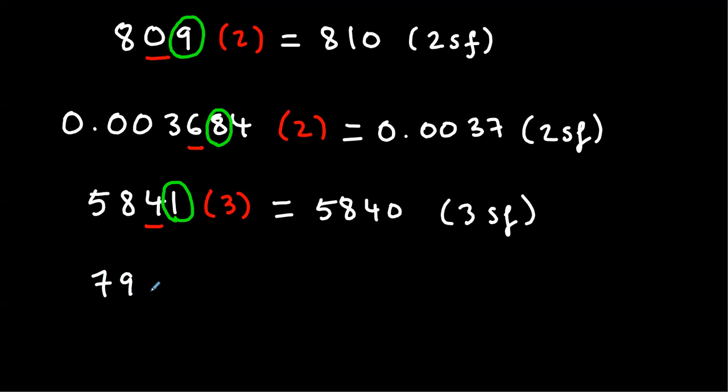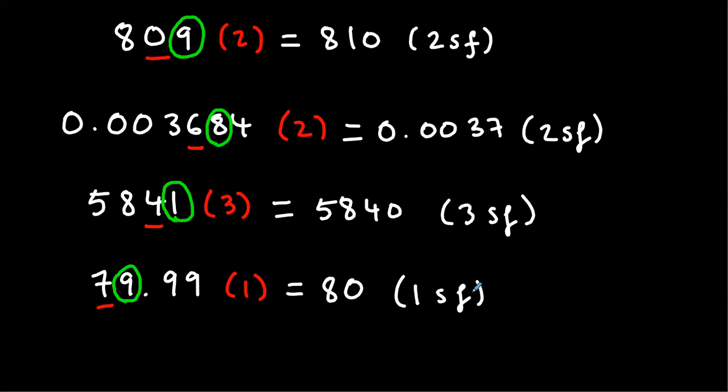Let's round 79.99 to one significant figure. The first significant figure is 7, and the next digit is 9. So the 7 rounds up by 1 unit, and that becomes 80 to one significant figure.